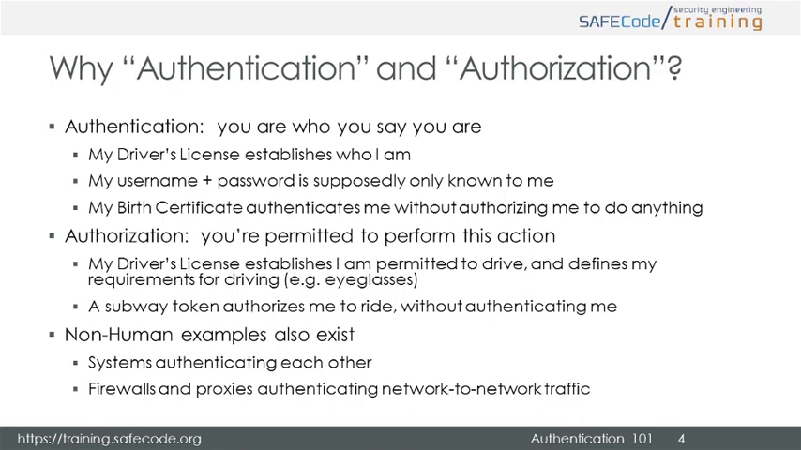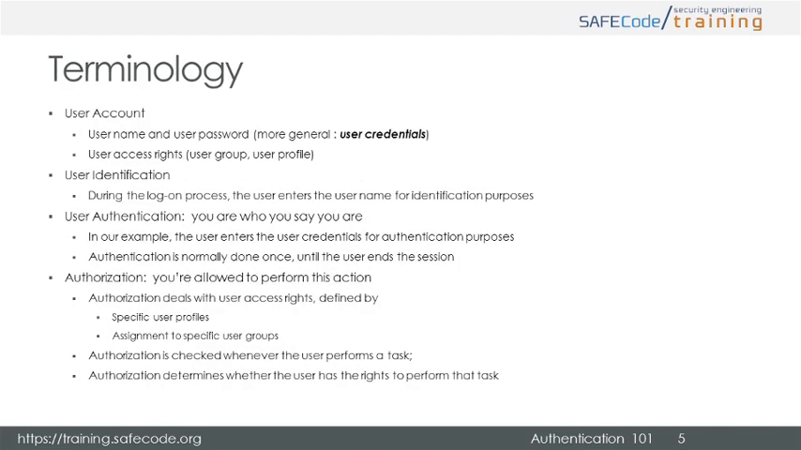The scope of authentication is easiest to illustrate in human terms, but there are non-human examples too. Systems authenticate to each other, processes on the system authenticate to each other, and so on. We'll now clarify some common terms used in discussions about authentication and authorization. These terms are typically used in a user account context.